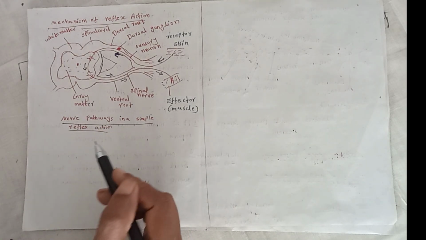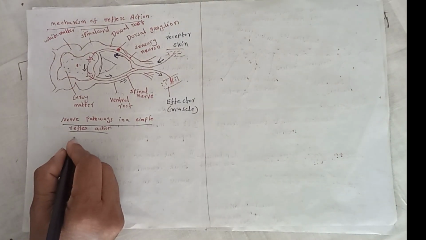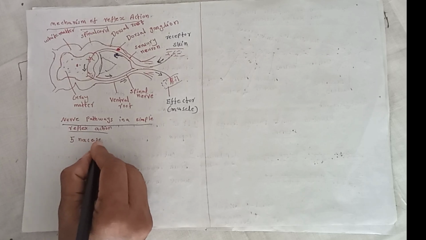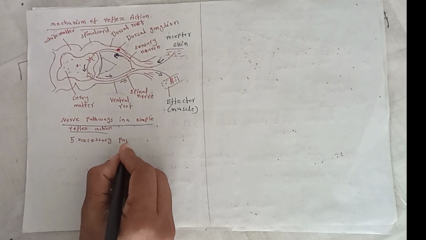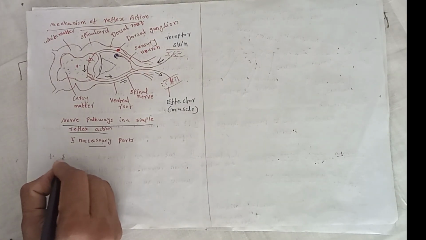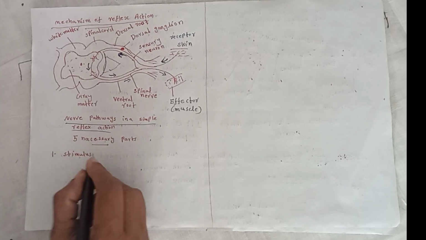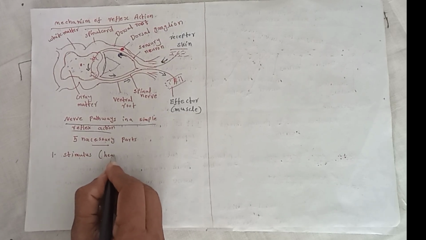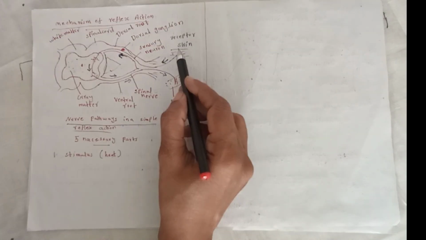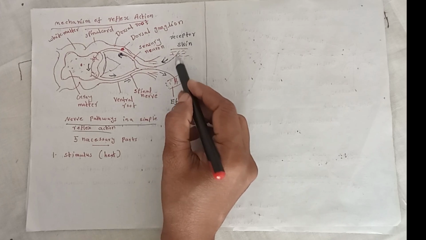In this there are 5 necessary parts. First, stimulus. Here we take heat as the stimulus. The stimulus attacks the receptor in the sensory organ, that is the skin.